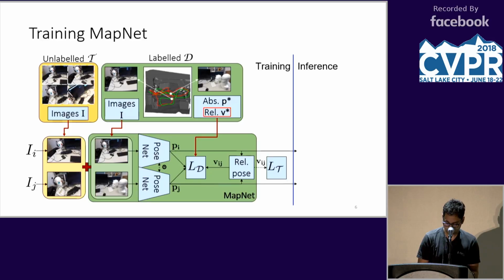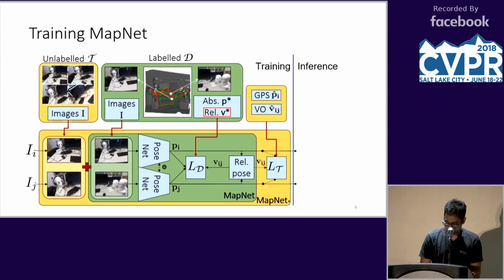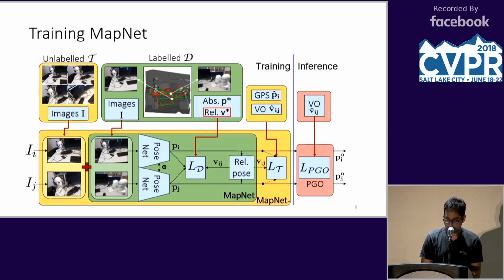LT, which is supervised by off-the-shelf visual odometry algorithms. Absolute translation predictions can also be used if we have weak labels in the form of GPS data. This algorithm, which efficiently uses unlabeled data to improve MapNet, is called MapNet Plus. We also use moving window pose graph optimization during inference, which incorporates relative pose constraints from visual odometry to produce smooth and drift-free camera pose estimates.